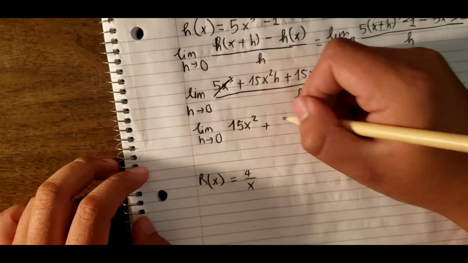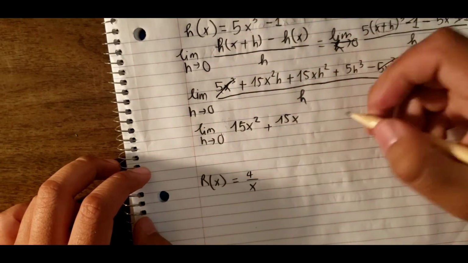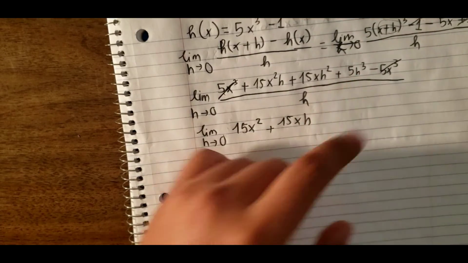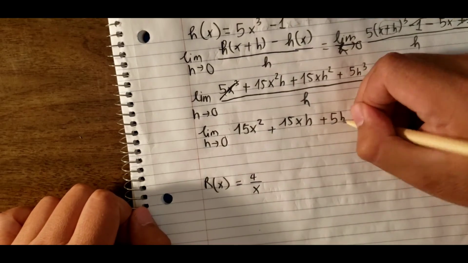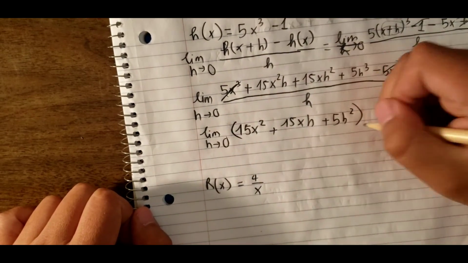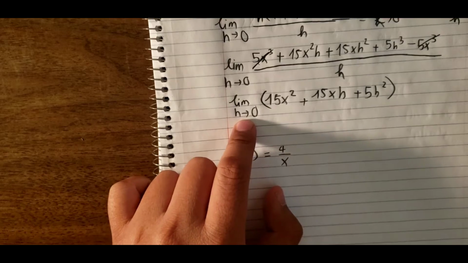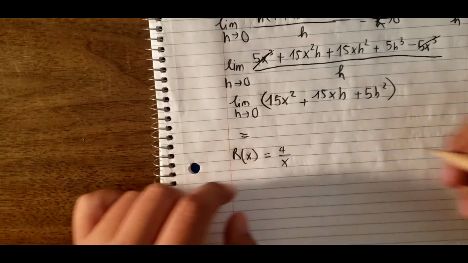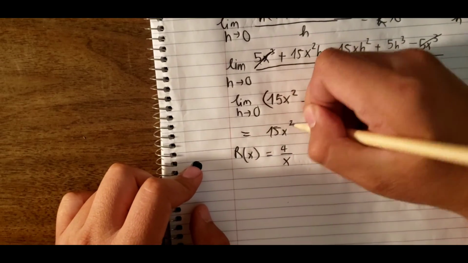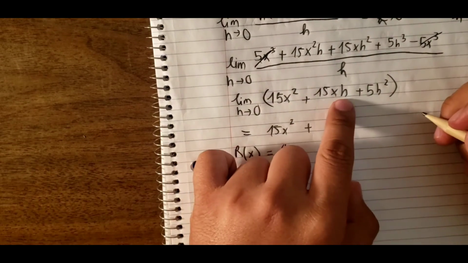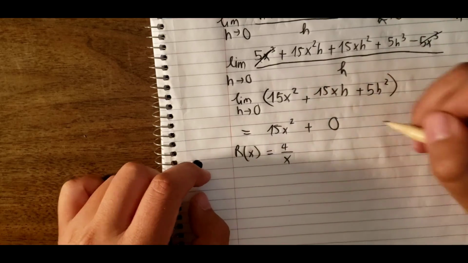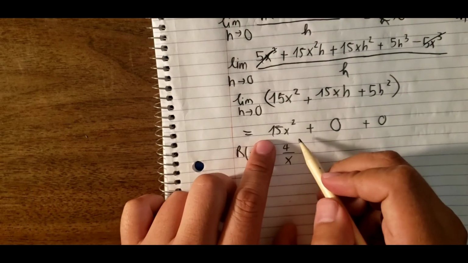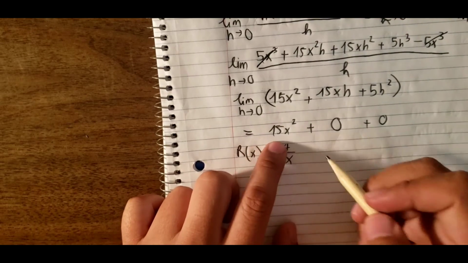We have 15s with h power 2, we have 5h power 3. We have plus 5h power 2. But we still have the limit in here because h goes to 0. So we have 15s power 2. This one we have the 0, so we eliminate. This one we have the 0 in here, we eliminate too. So the answer for the question is 15s power 2.